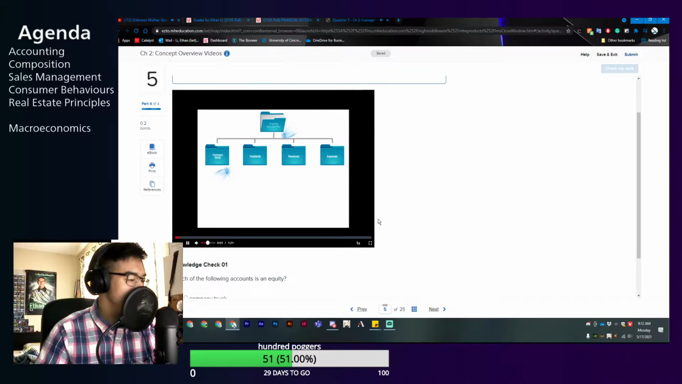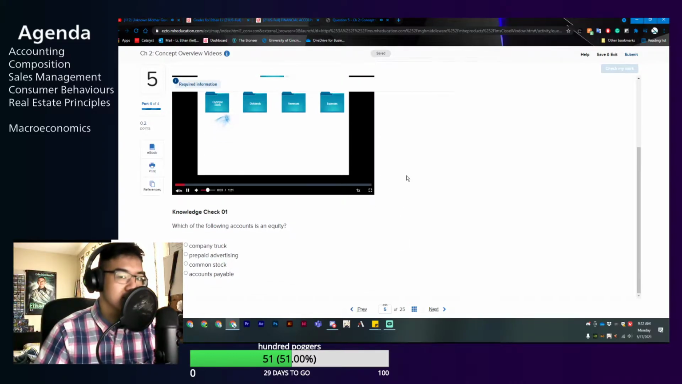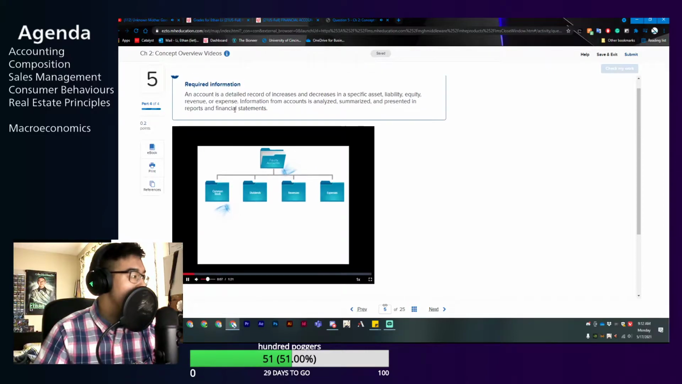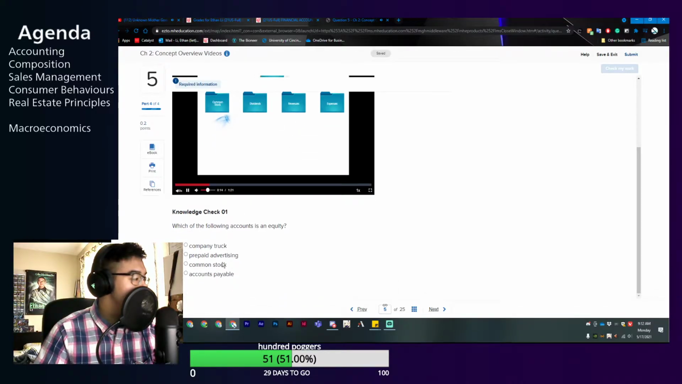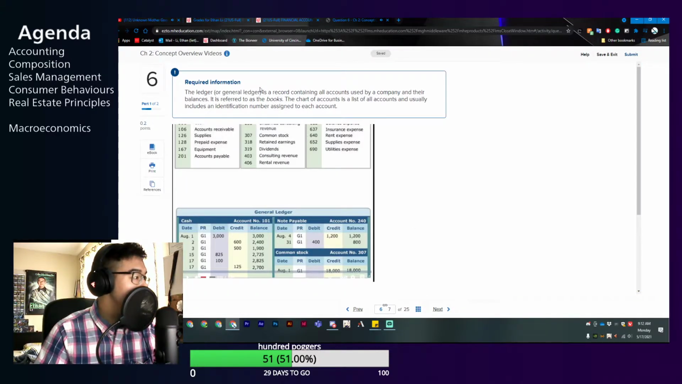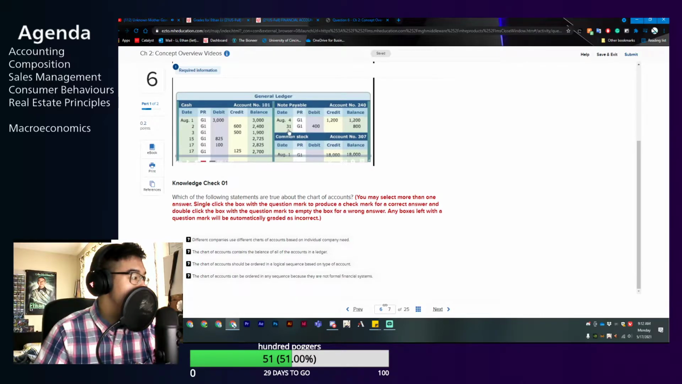The owner's claim on a company's assets is called equity, stockholders' equity, or shareholders' equity. Equity is the owner's residual interest in the assets of a business after deducting liabilities. Equity is impacted by 4 types of accounts: common stock, dividends, revenues, and expenses. A ledger is a general record.